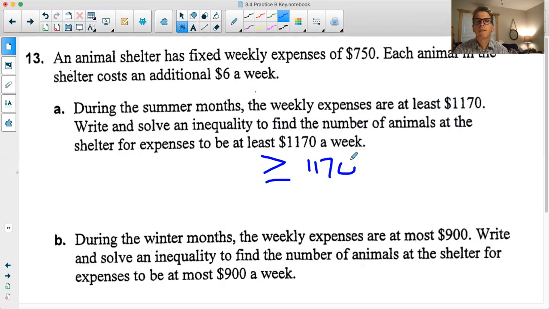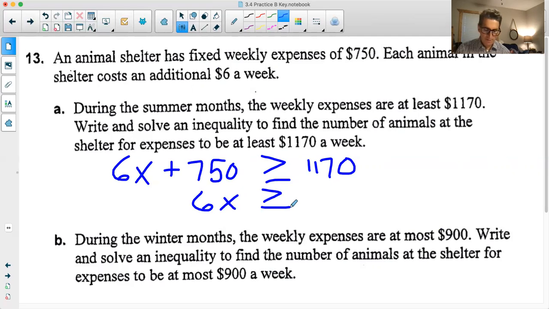All right. Write and solve an inequality to find the number of animals at the shelter for expenses to be at least $11.70 a week. So I already got the $11.70 down. It's going to be $6 times the number of pets, then I'm going to add the fixed expenses of $7.50. And that's going to be greater than or equal to $11.70. Okay, so we're going to subtract $7.50 from both sides.